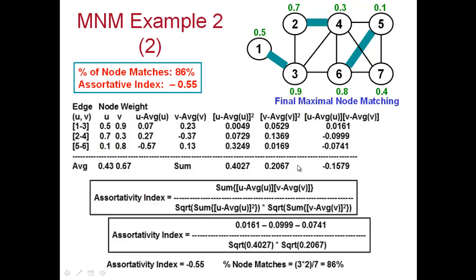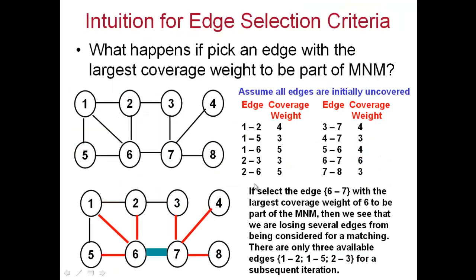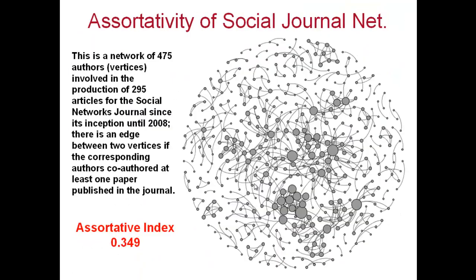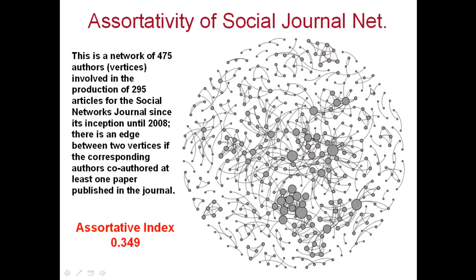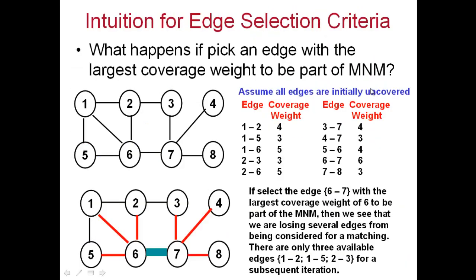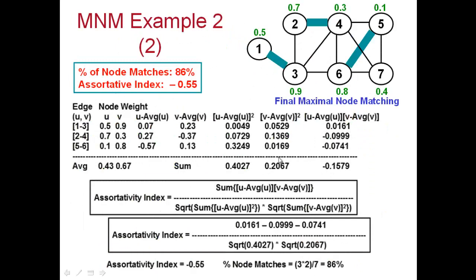So why do we do all these things? If you look at the formula for assortativity index, which I also gave you earlier, it is the sum of the product of the differences in the numerator, divided by the square root of the sum of the squares of the differences, for both x and y. So in this case u and v. So that's why we are doing this.